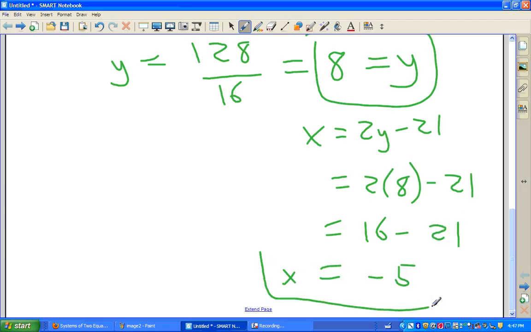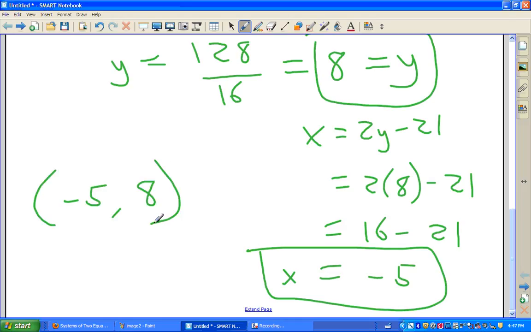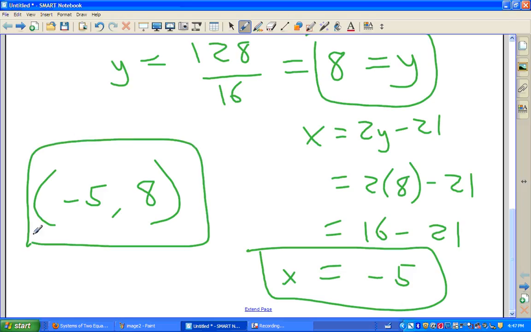Okay, x equals minus 5, y equals 8. So it looks like our ordered pair solution is minus 5 and 8. There's your final answer. Okay, I hope that looks good. And did I get that right? Minus 5 and 8? Yeah, looks like we did.